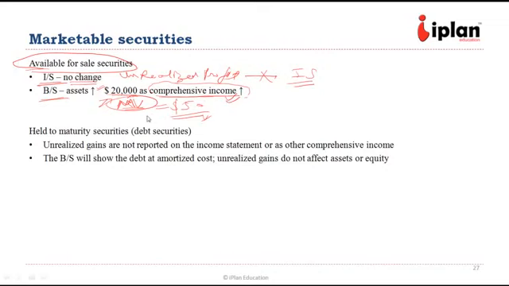So we purchased them at $30. $20 was the gain per share as comprehensive income, and market value is $50.